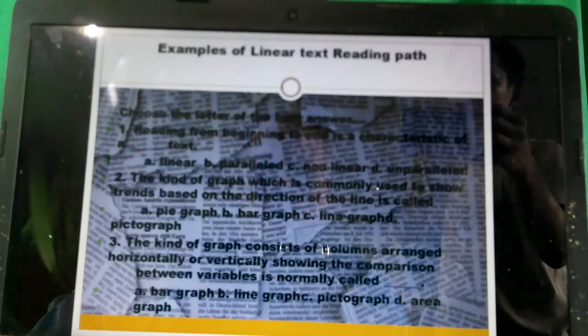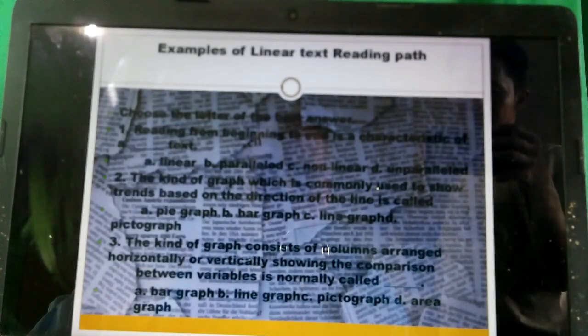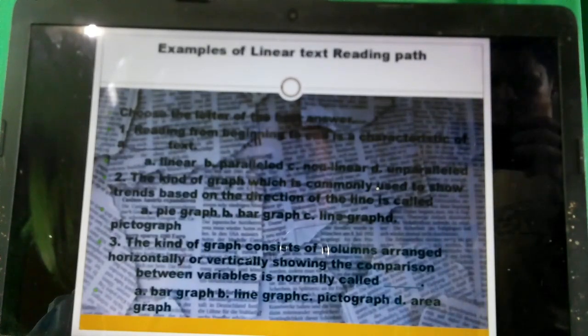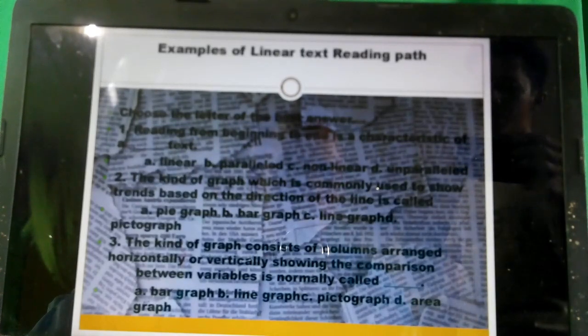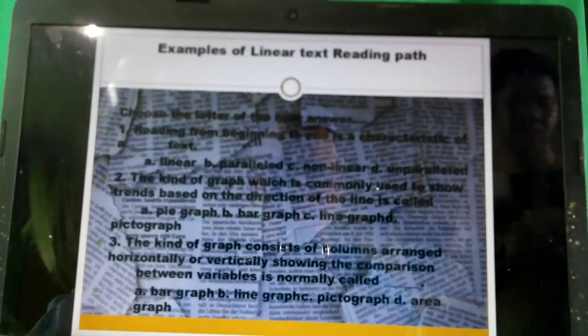Let's proceed. Number 3. The kind of graph consists of columns arranged horizontally or vertically showing the comparison between the variables is normally called A, bar graph, B, line graph, C, pictograph, D, area graph.